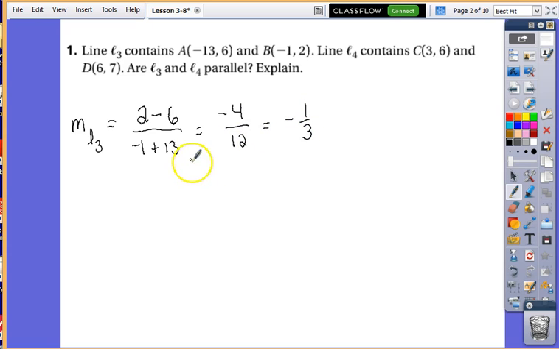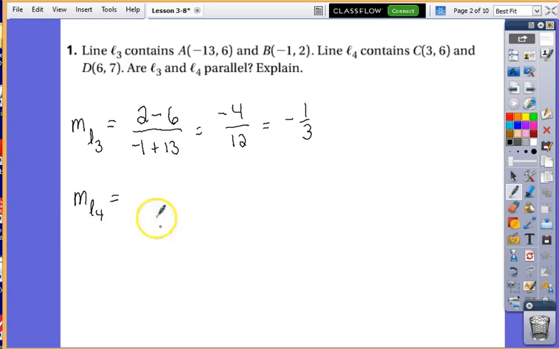You might be saying, now Mr. Baker, couldn't I have done 6 minus 2 over 13 minus a negative 1? And that would be negative 13 plus 1. And yes, you could do it that way. If you do, you'll get the negative 12 in the bottom, the positive 4 in the top. It'll still simplify to negative 1/3. So it doesn't matter which one you choose to be your y1 and y2, and your x1 and x2, or your y2 and y1, x2 and x1. You'll get the same answer either way.